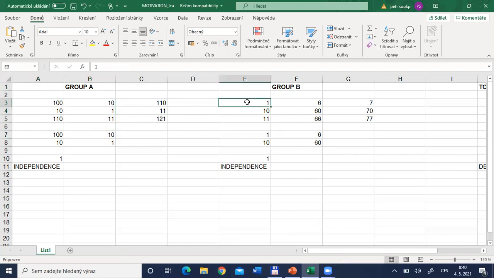So similar situation here for group B. Once again, what is the major response pattern here for responding for the first item and responding for the second item?